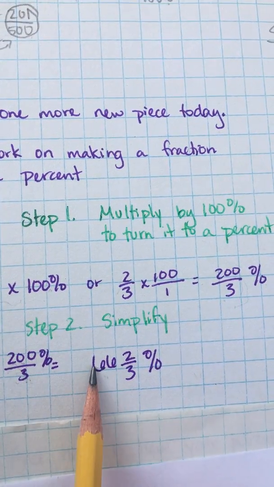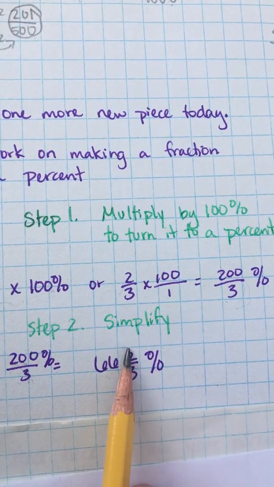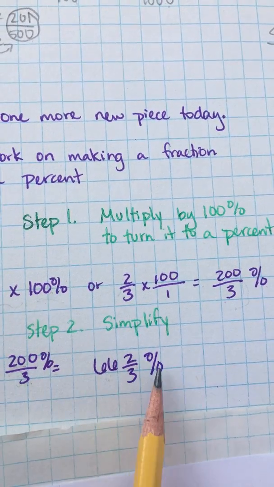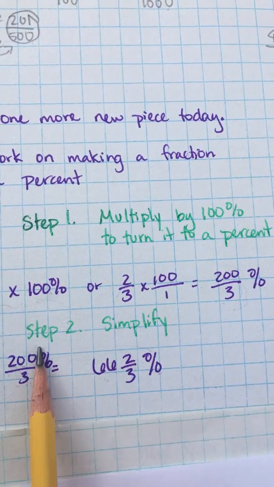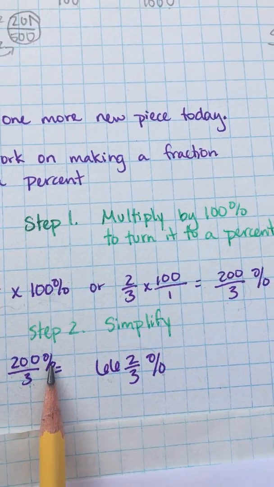When I do 200 divided by 3, I get 66, but I have 2 left over, so I have 66 and 2/3. And remember, we've already multiplied this by percent, so the percent is there. All we're doing in this step 2 is just simplifying this because it's an improper fraction.